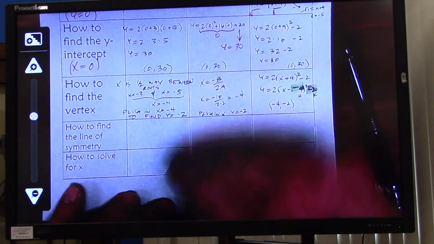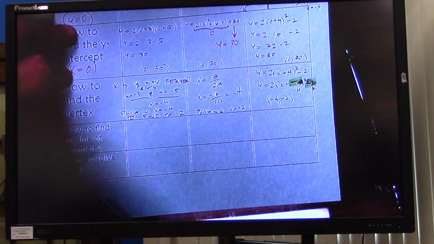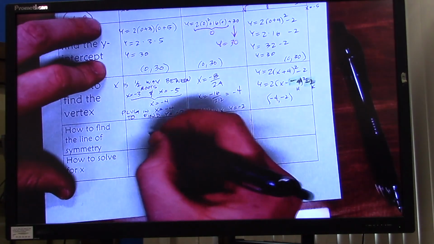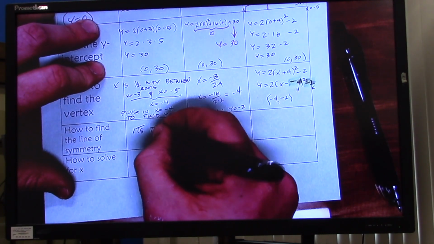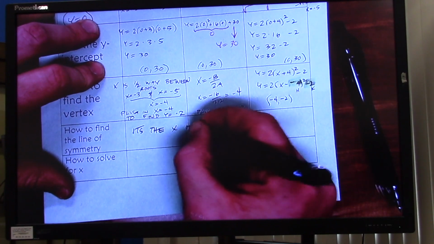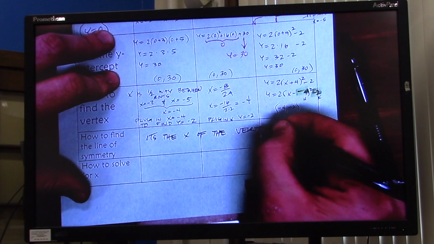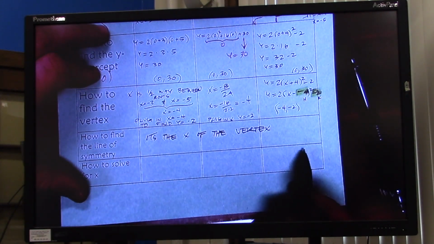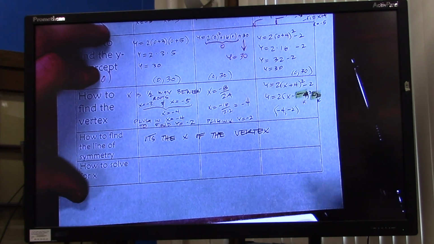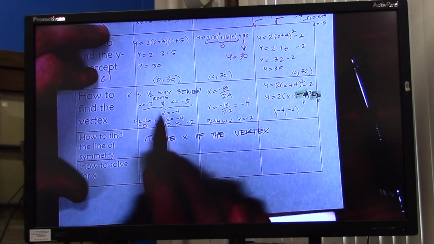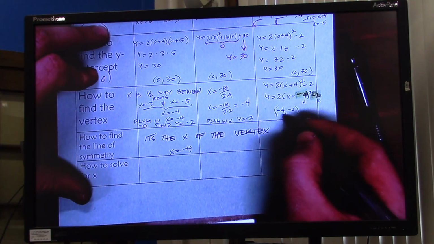Okay, and the last part of this: how do you find the line of symmetry? Finding the line of symmetry is kind of a code for just find the vertex. It doesn't matter what form you're in. Really, what you should do if you want the line of symmetry is just go ahead and find the vertex, because it's going to be x equals -4. It's right there, and it's right there.